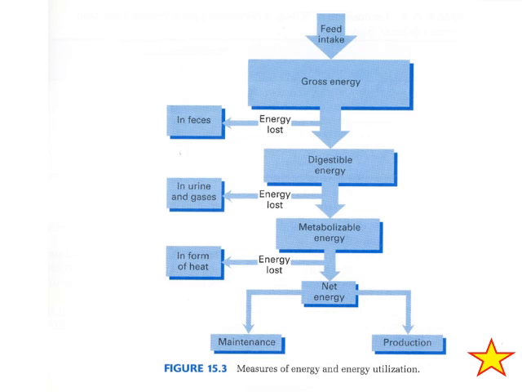So if we take the discussion of what we've done so far, this is a schematic of what we've talked about. We start with the gross energy of the feed. We're going to lose a certain amount in the feces. What's left is the digestible energy. We're going to lose the energy in urine and gases, specifically urea and methane. And then we're going to have metabolizable energy. We're going to have some losses related to heat. That's going to leave us net energy, which we can use for maintenance or production.